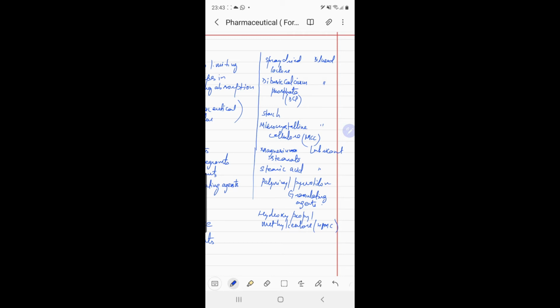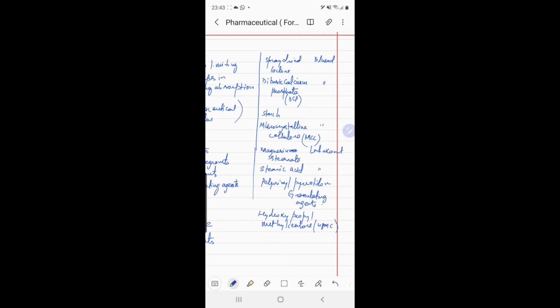Similarly, for HPMC, hydroxypropyl methyl cellulose, if we use this polymer in a high viscosity grade for making tablet films, then there may be difficulty in the drug release or dissolution in the aqueous medium, so often there will be delay in the drug absorption.